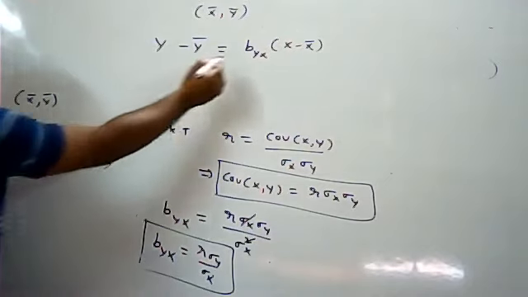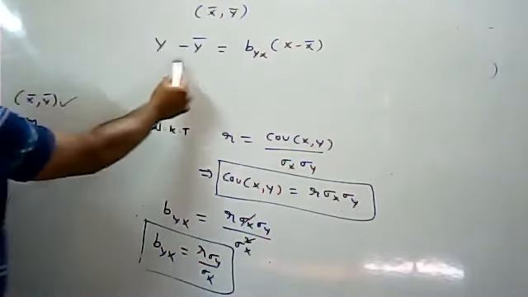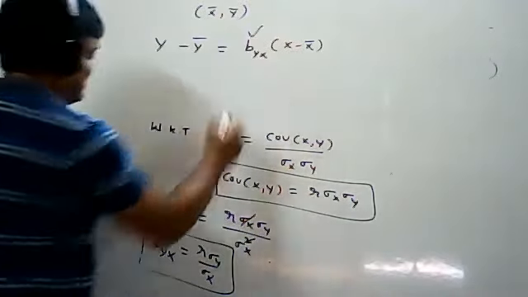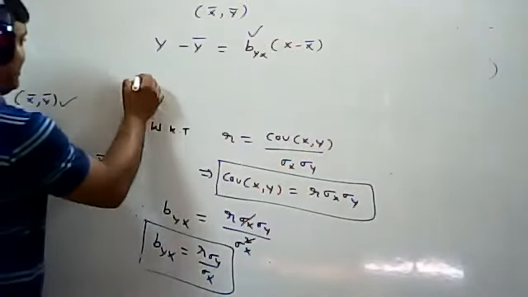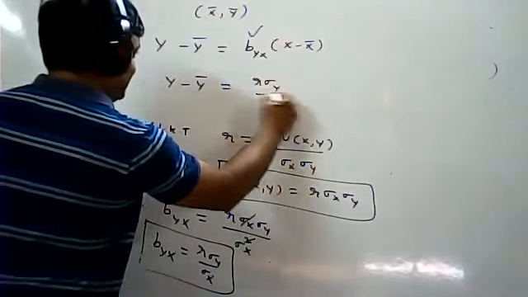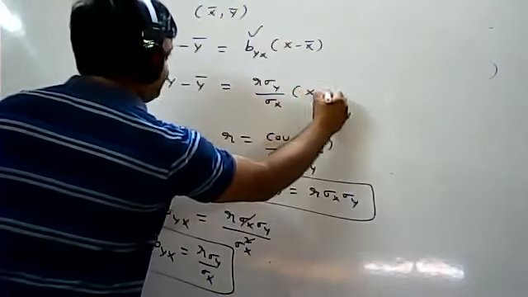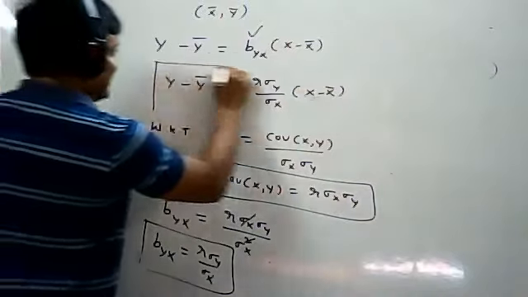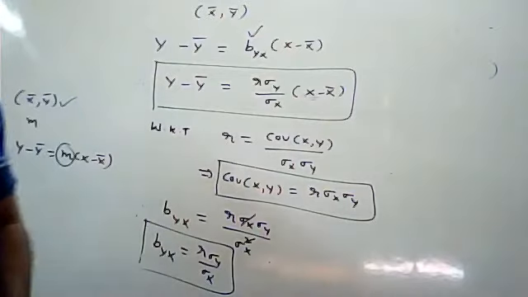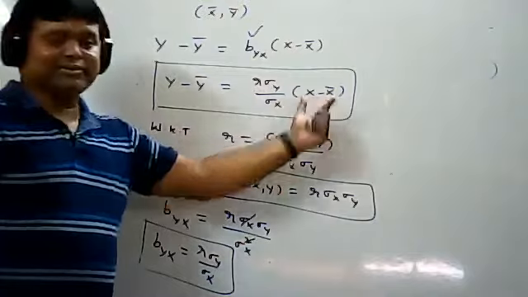So in place of m, we have byx. That is the only difference. It passes through the point x bar comma y bar, so the formula is y minus y bar equal to byx into x minus x bar. Now I know this value, byx, is r sigma y by sigma x. So finally, y minus y bar equal to r sigma y by sigma x into x minus x bar. This is the regression equation of y on x.